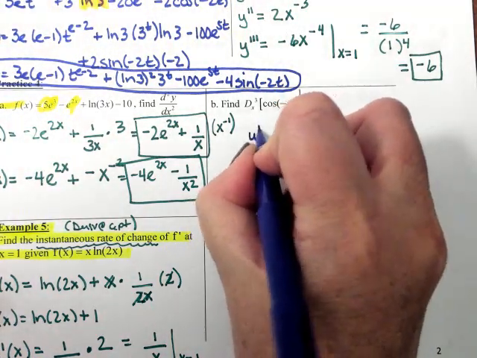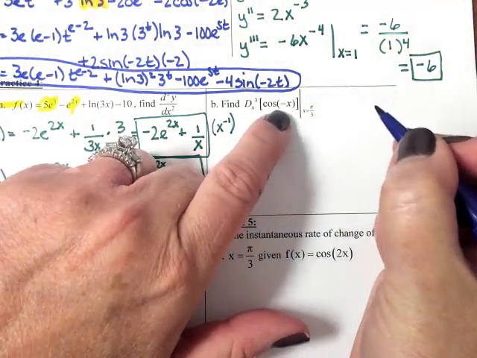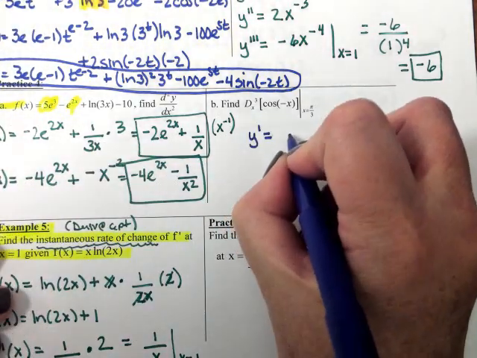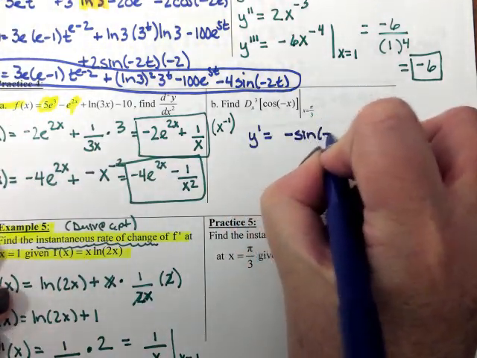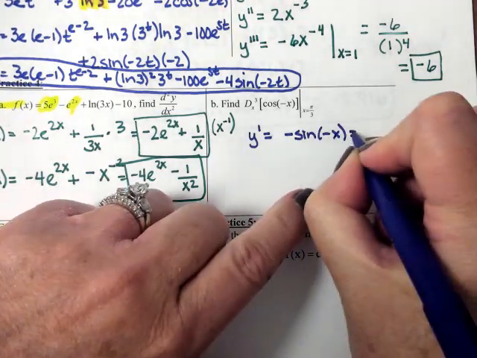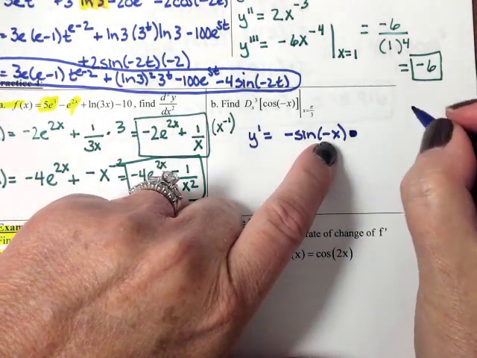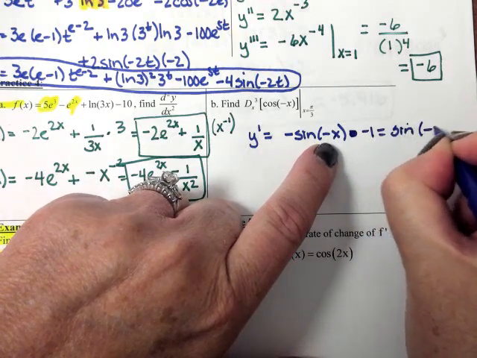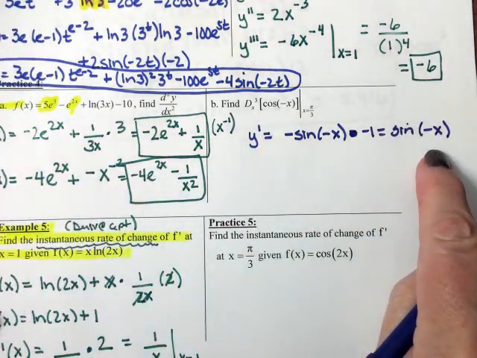So to find my first derivative, I am going to have to apply my chain rule. I know derivative of cosine is a negative sine. Times, again, I have to take the derivative of the inner function, which is a negative 1. So that's going to give me sine of negative x. So there's my first derivative.